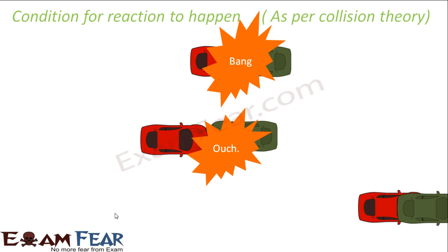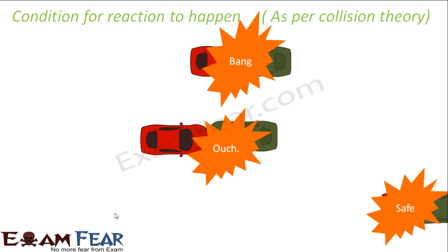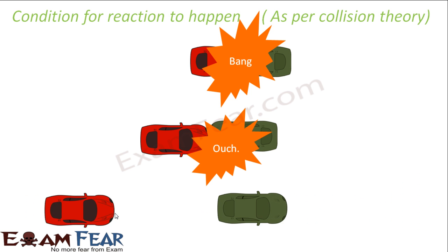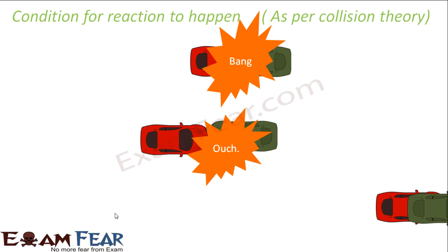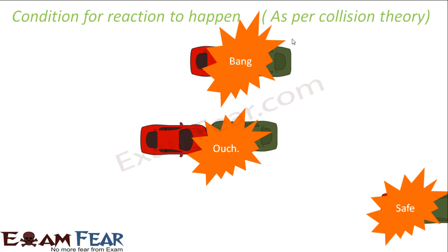Also, even if they are at very high speed, there has to be proper orientation. For example, in this case, these two cars are trying to hit back to back, right? Even if the speed is high, they are safe. So the point we are trying to drive here is that the speed of the molecule is important, right? Because in these two reactions, this doesn't have speed, so the reaction didn't happen. Here the bang happened, the product would form.